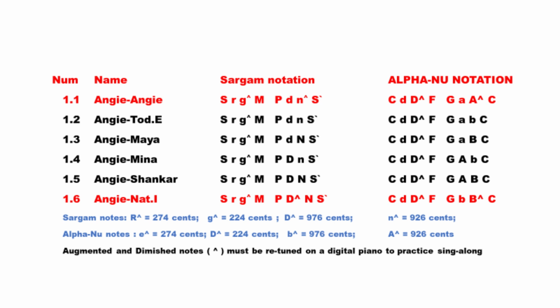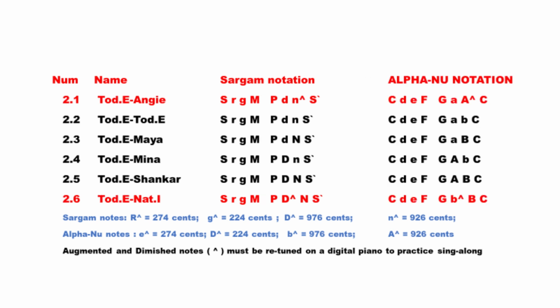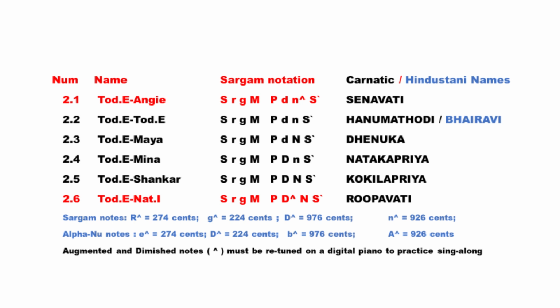And similarly, in the next one I have given the name for each of them, Carnatic and Hindustani names, if Hindustani names are applicable. As you know, there are no Hindustani names for this house, the house of Angie. Now the house of Toddy. Here there is one Hindustani name called Bhairavi, which is 2.2, which is also called Hanumatodi or Todi in Carnatic music. Now house of Maya.